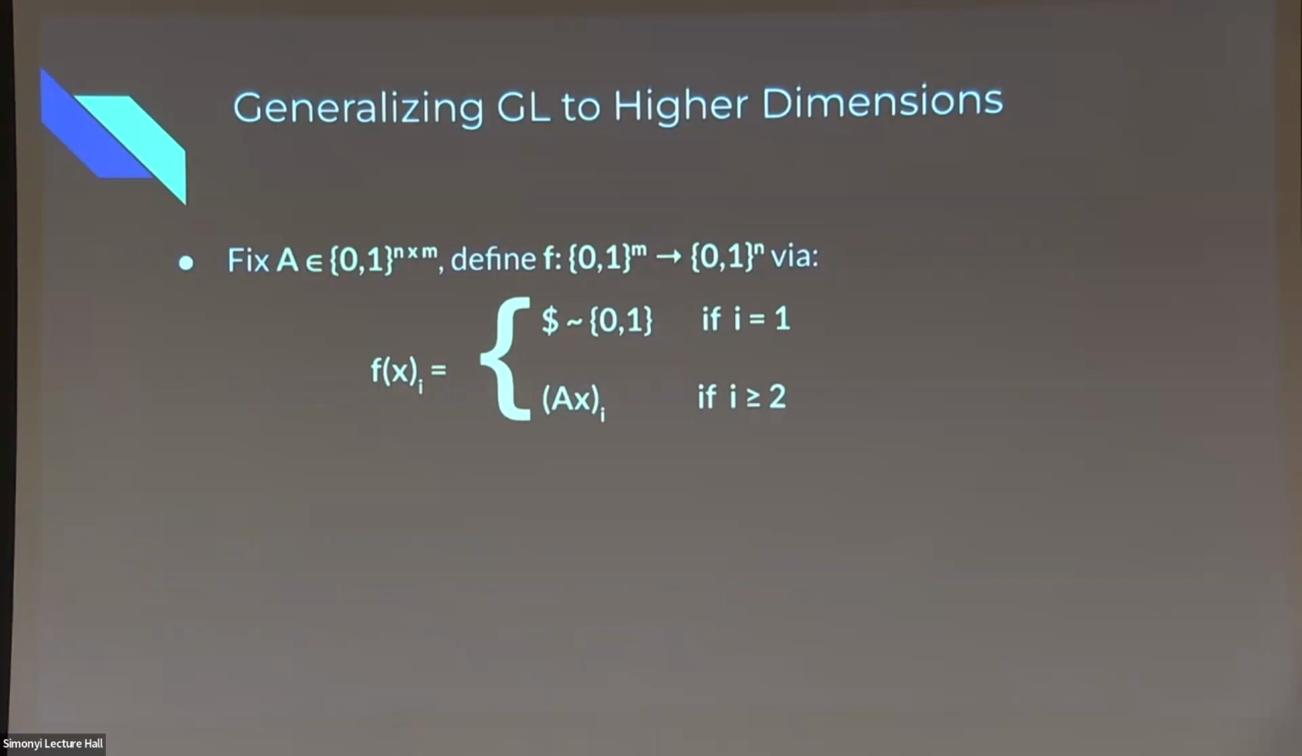It basically outputs a times x, except for the first bit, which is random. So it flips a random point for the first bit, and then the rest of the output is just agreeing with a.